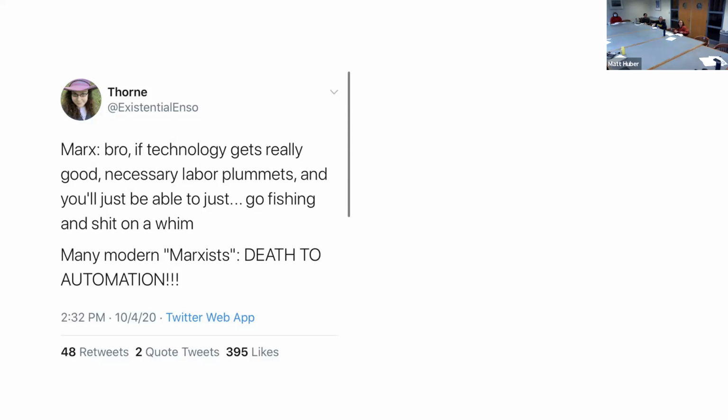If technology gets really good, necessary labor plummets, and we'll just be able to go fishing and so on at a whim, right? And that's ultimately what relative surplus value is harnessing: our ability to produce way more stuff in less time, reducing the necessary labor we need to perform to a minimum, and then creating capacities where we could just have leisure and be free to fish and do stuff, right? But what this person is pointing out is that many Marxists today are actually quite anti-technology and anti-machinery, and we've forgotten that Marx is living through this pretty revolutionary period of technology.